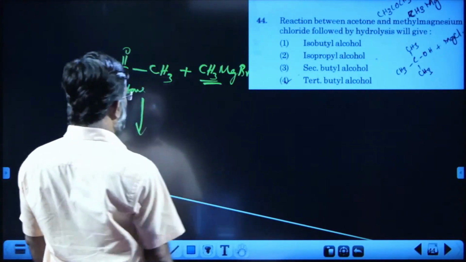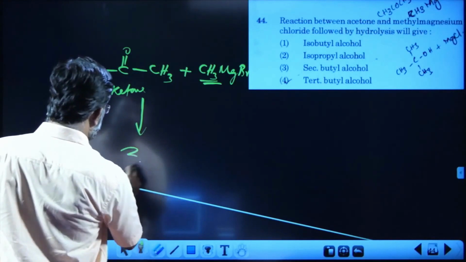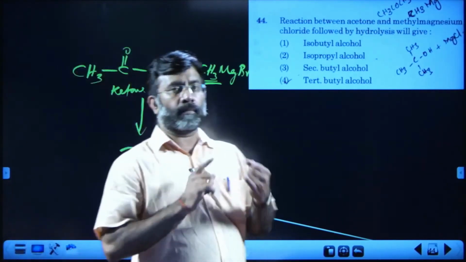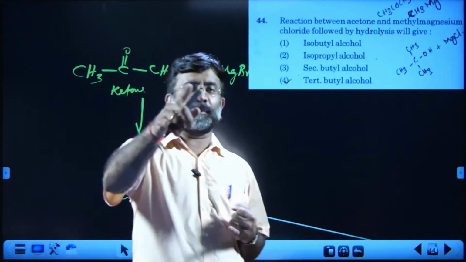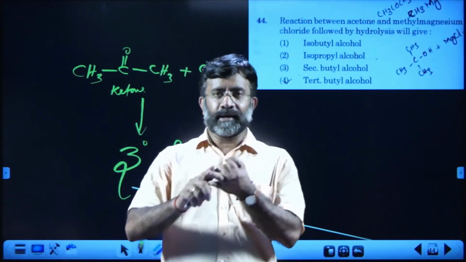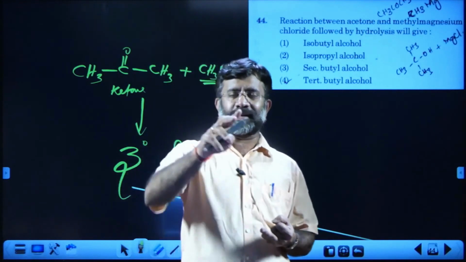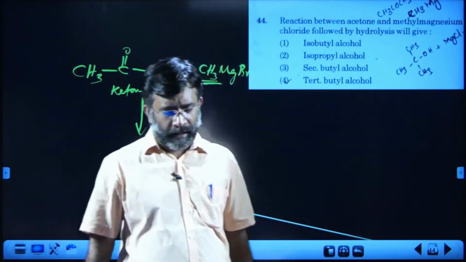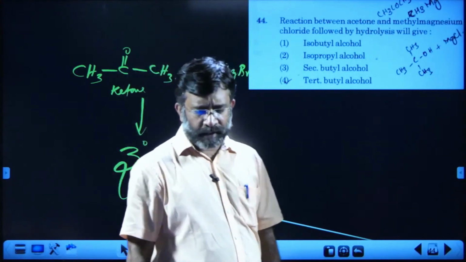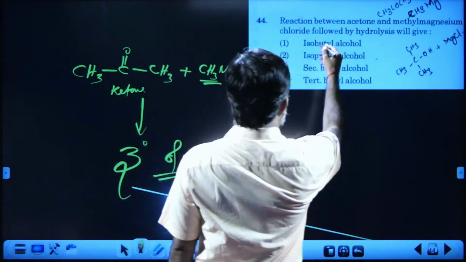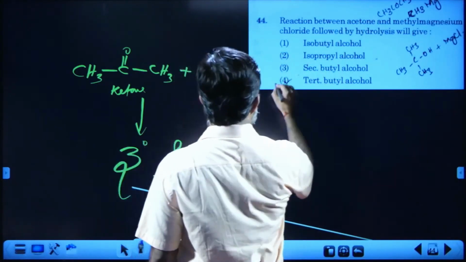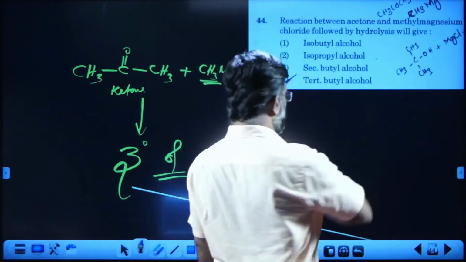A ketone with the Grignard reagent, as you have learnt, gives a tertiary alcohol. Formaldehyde with the Grignard reagent gives a primary alcohol. Any other aldehyde with the Grignard reagent gives a secondary alcohol. Ketone with the Grignard reagent gives a tertiary alcohol. The answer is fourth choice.